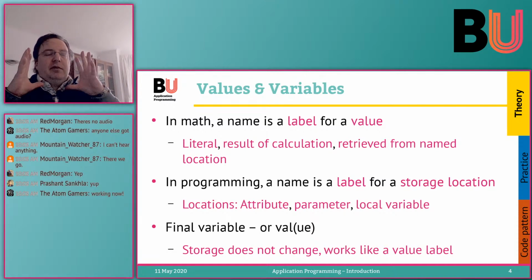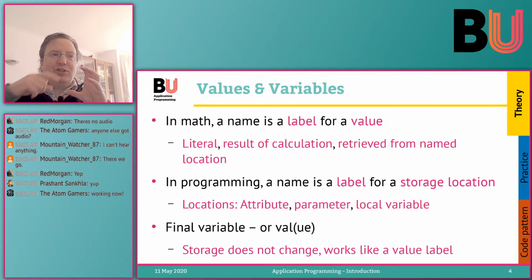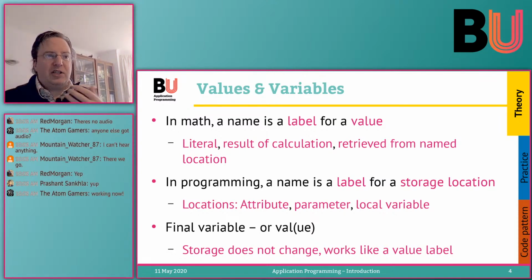So, values and variables. Unlike math, in computing, when we have a variable, that is actually a storage location where we keep that value. Whereas a value is 2 or 5 or etc., and it doesn't matter where you store it, it's the same value. The storage location is different. And it's helpful to understand that when you have a variable, you're talking about storage locations.